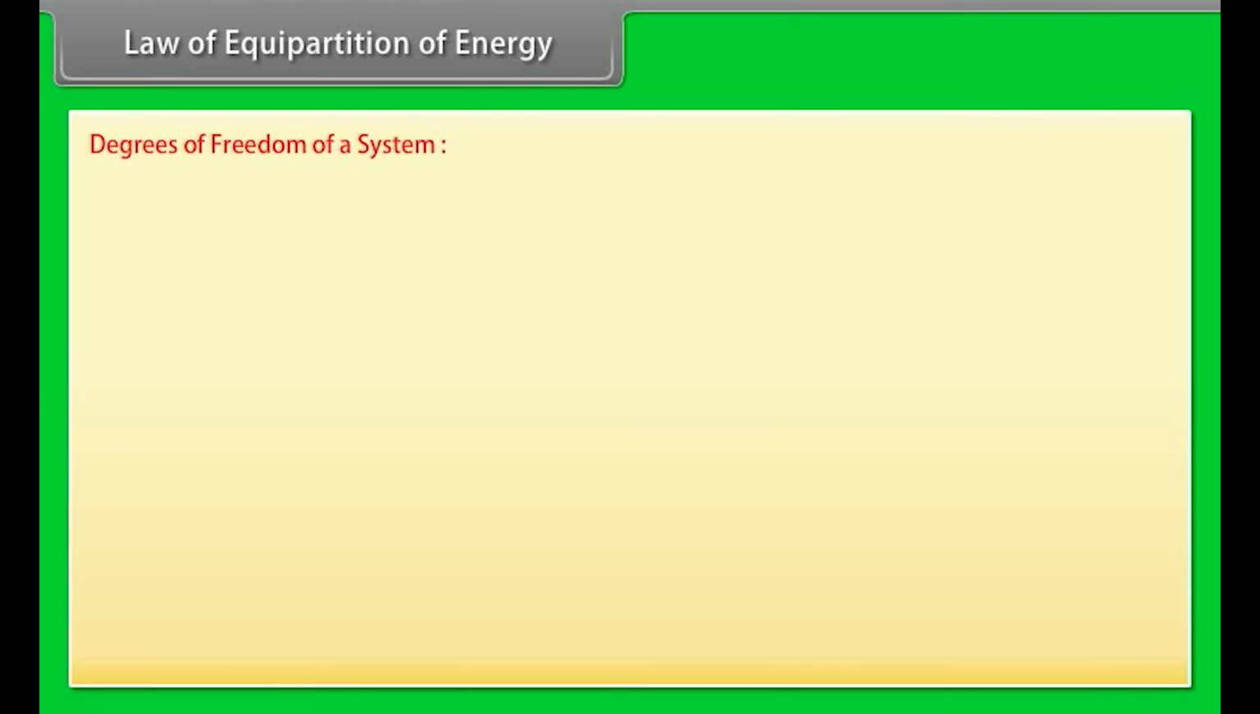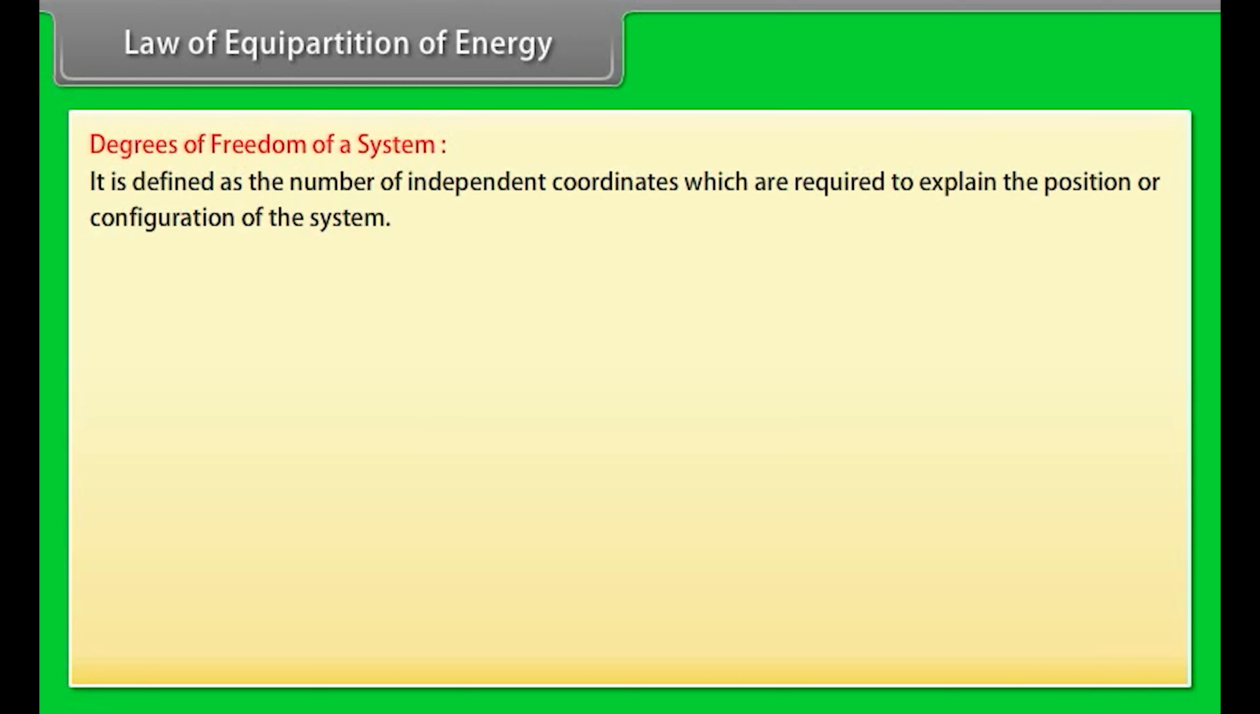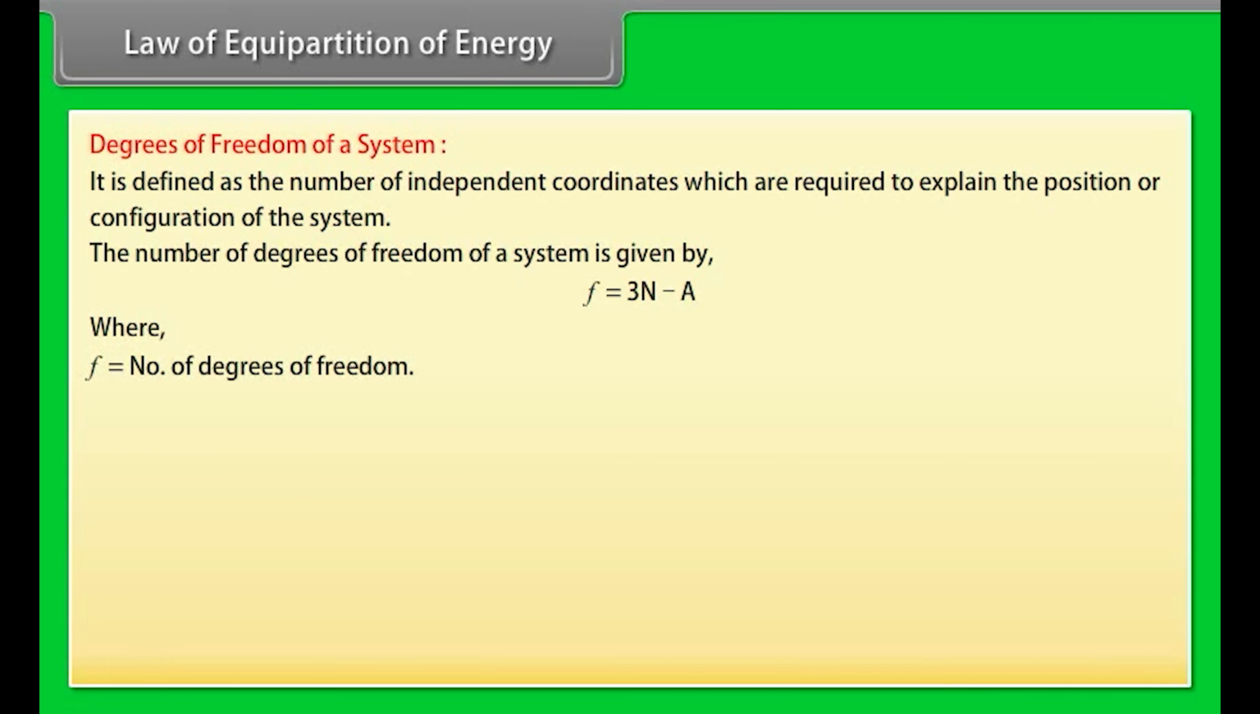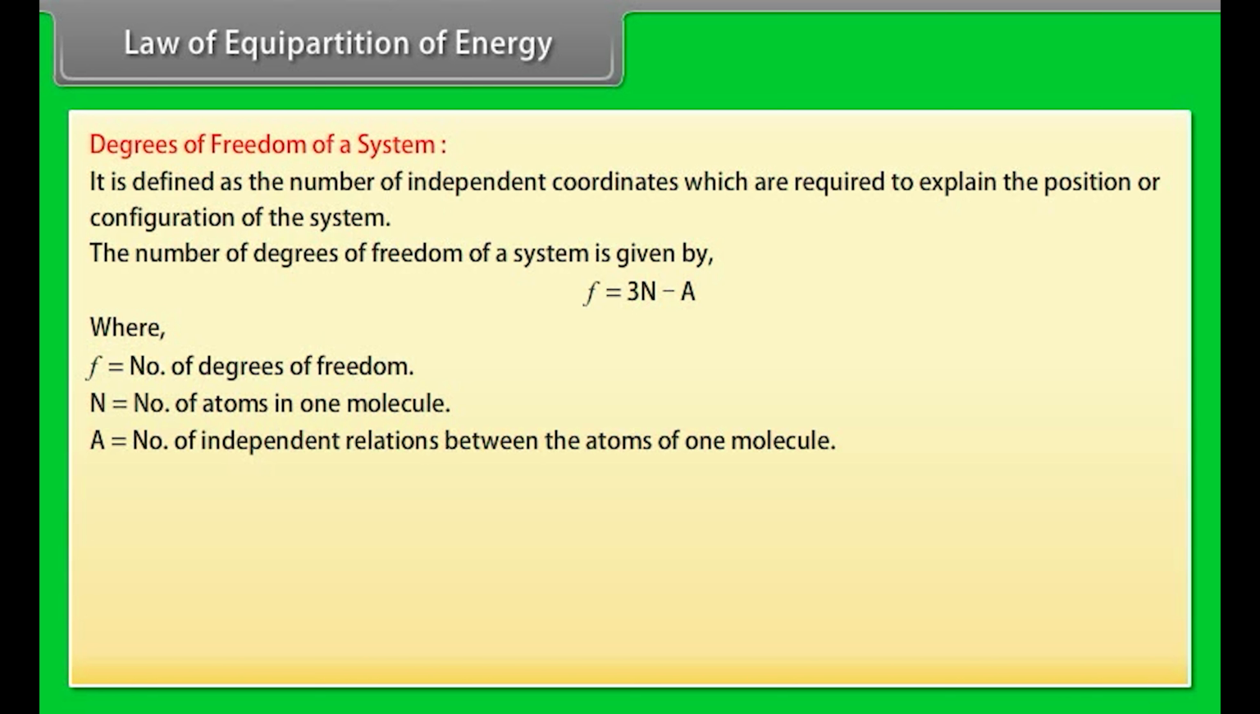Degree of freedom of a system. It is defined as the number of independent coordinates which are required to explain the position or configuration of the system. The number of degrees of freedom of a system is given by f = 3n - A, where f is the number of degrees of freedom, n is the number of atoms in one molecule, and A is the number of independent relations between the atoms of one molecule.